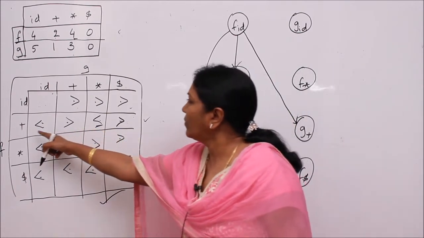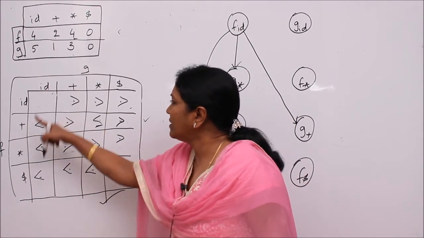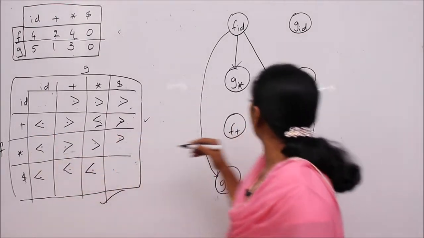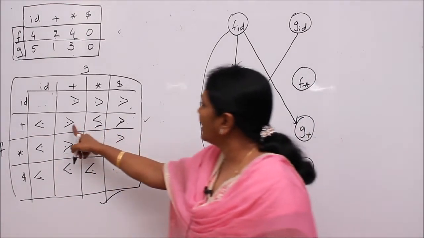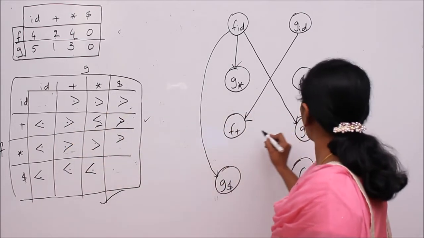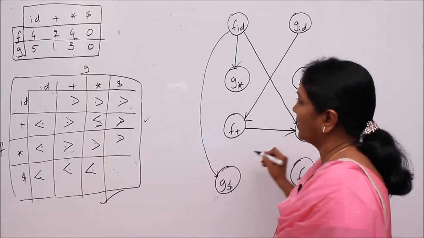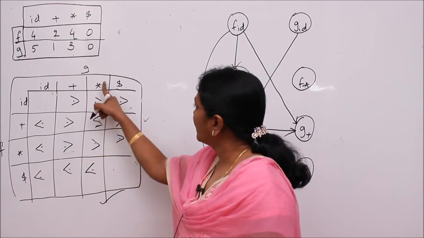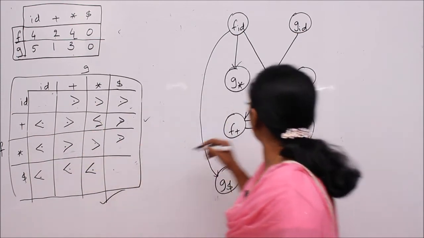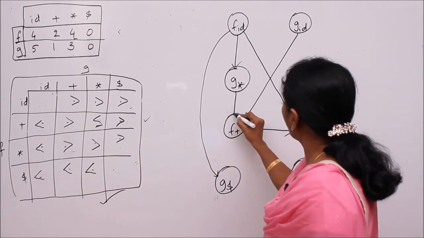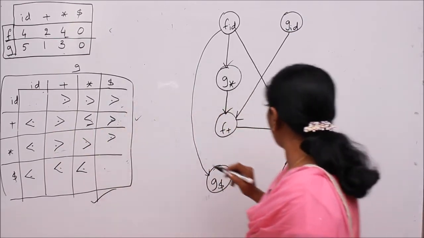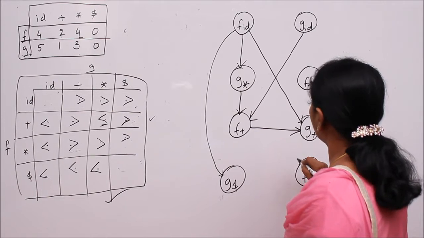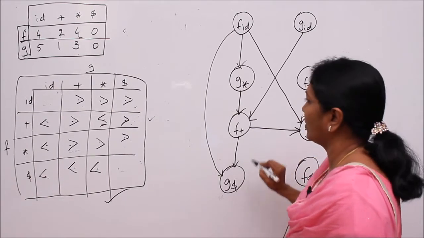Coming to second row, this is F plus, this is GID. So GID to F plus. Then F plus to G plus. Then G star to F plus. Coming to this last one, it is F plus to G dollar.